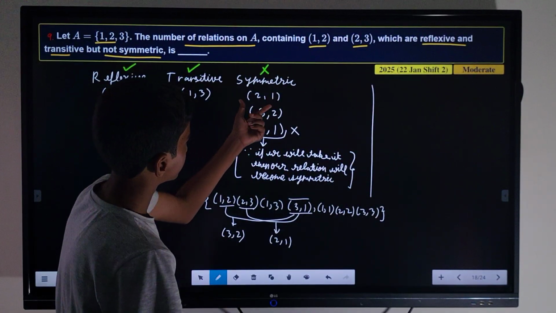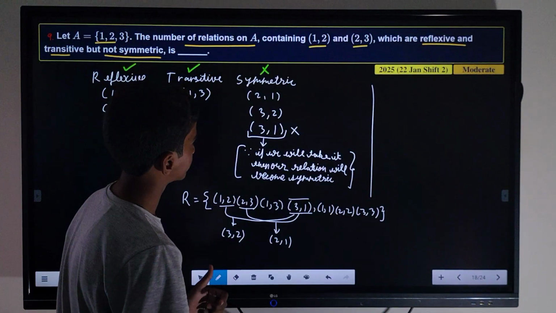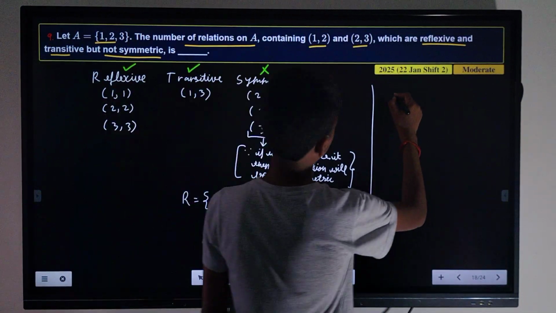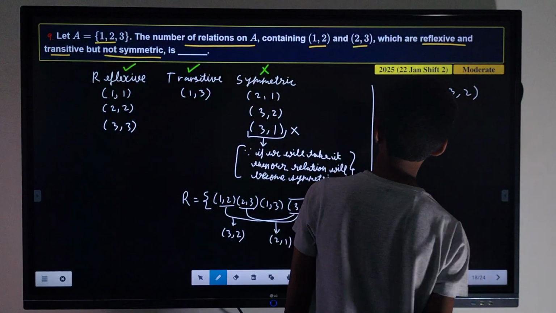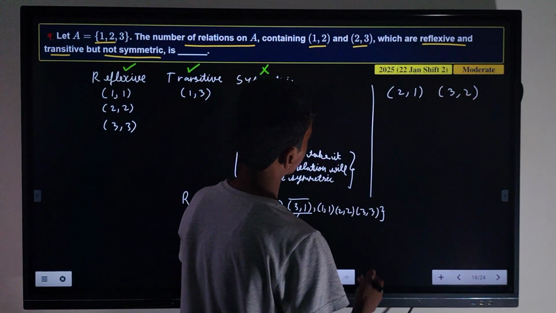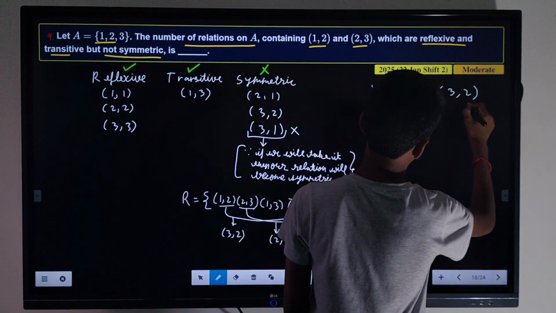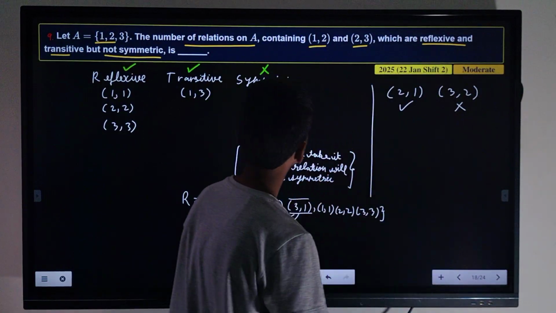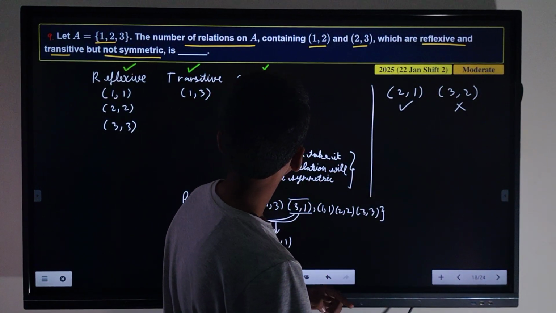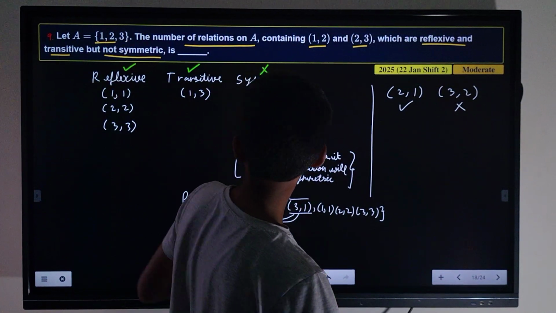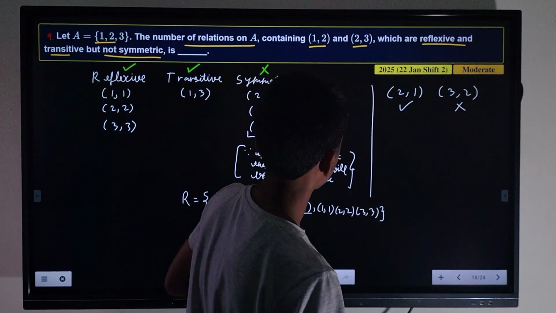Now we have left these 2, 1 and 3, 2. So first of all we will take 2, 1 and now we will not take 3, 2. Let me check it. Yes, we are getting our relation reflexive and transitive but not symmetric.